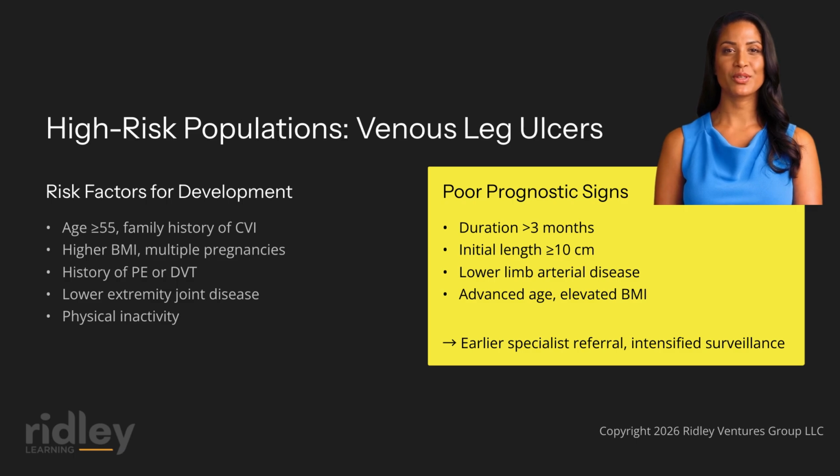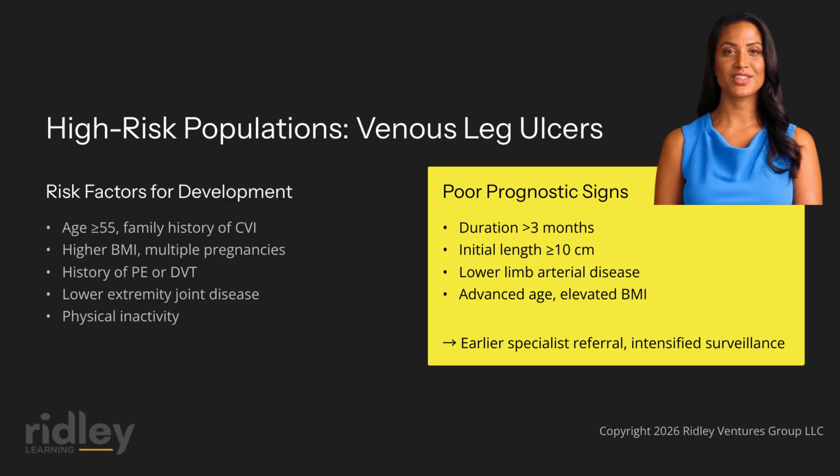Venous leg ulcer risk profiles are characterized by identifiable demographic and clinical features. Risk factors for venous leg ulcer development include age 55 years or older, family history of chronic venous insufficiency, higher body mass index, history of pulmonary embolism or superficial or deep venous thrombosis, lower extremity skeletal or joint disease, higher number of pregnancies, parental history of ankle ulcers, and physical inactivity.